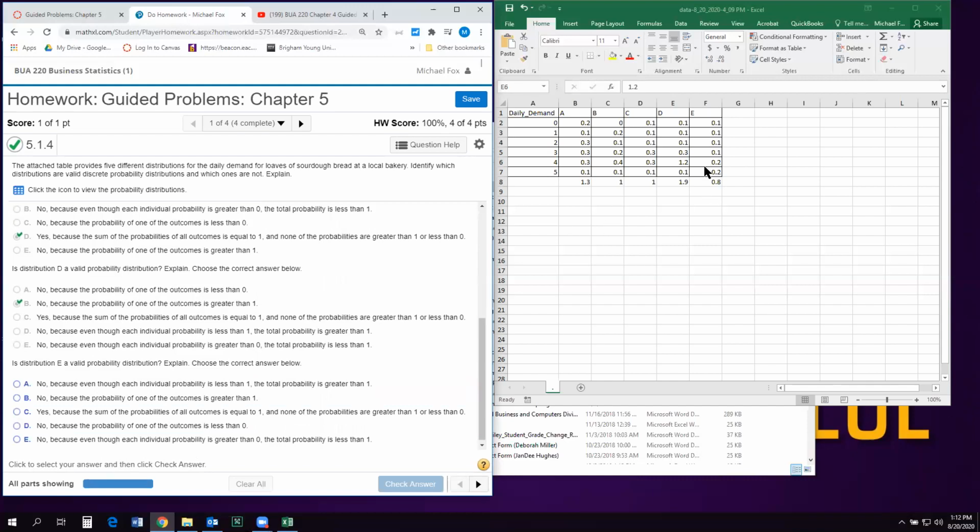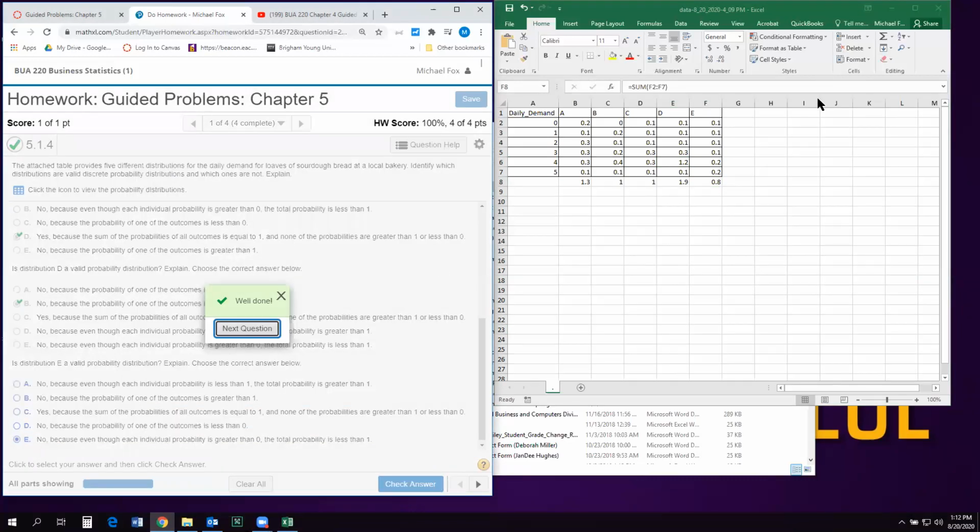Okay, and then E, it doesn't add up to 1, so its total is less than 1. So we're going to say, no, that is not a valid distribution, because the total probability is less than 1. And that's it. So there's our first problem. That wasn't too bad. Let's move on to the next problem.